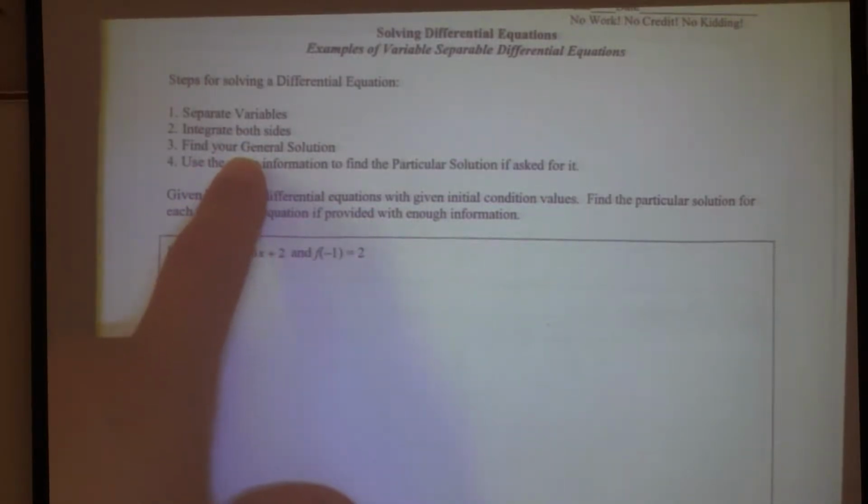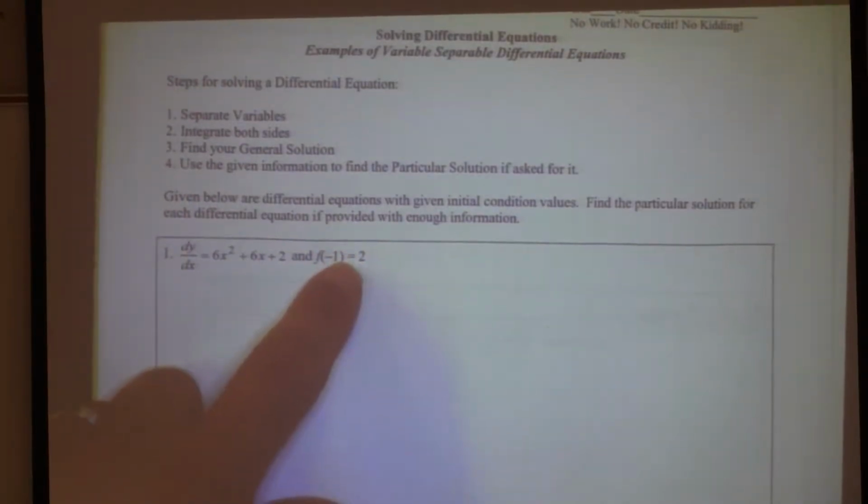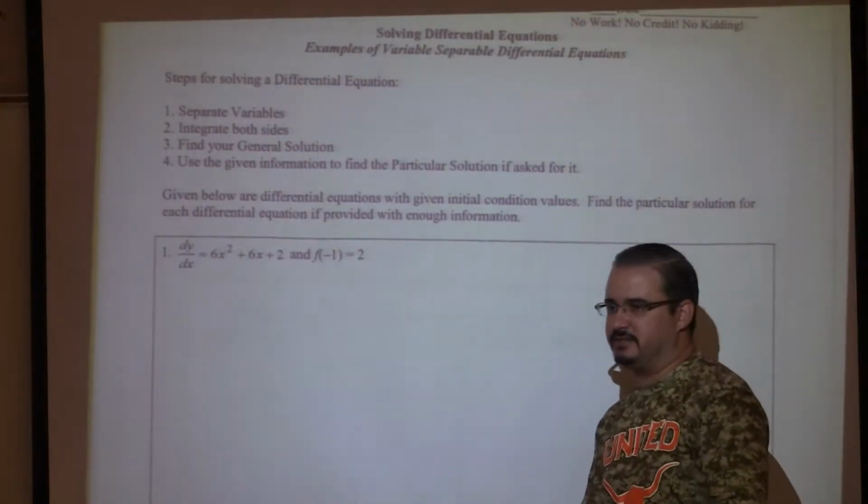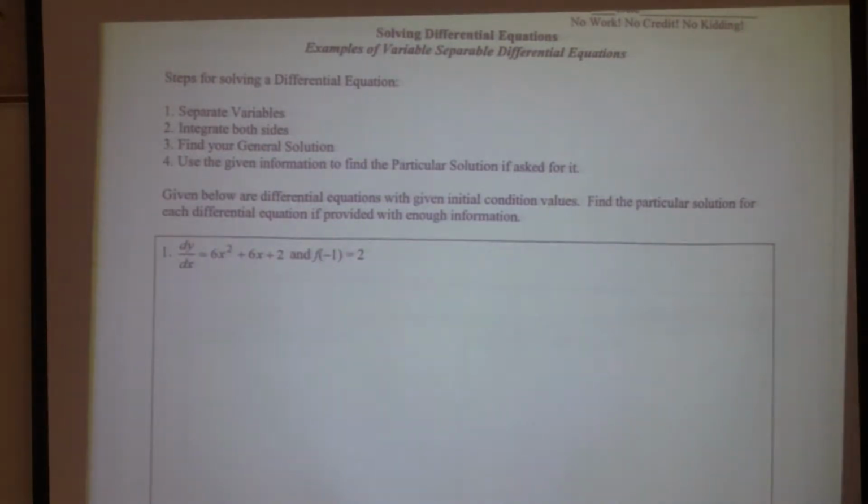Right? The third thing after you integrate is you're going to have your general solution. Now if they do provide you with information like here, they gave us the point, then you want to go further and find that particular solution by finding that c and then replacing that c in the general solution. Sounds easy? Yeah? I think it is. Let's give it a try, okay?